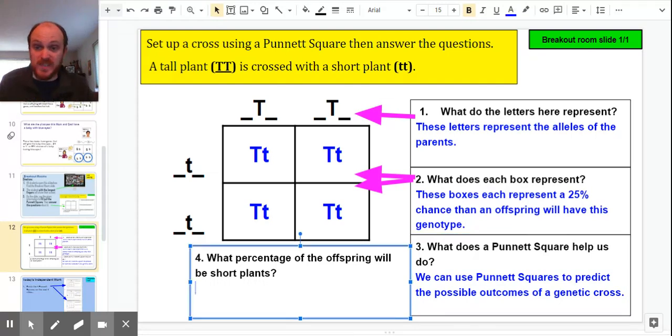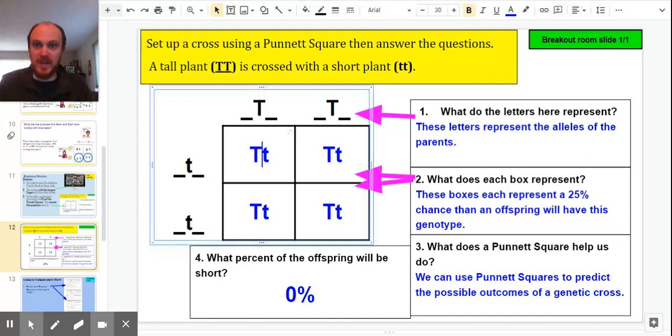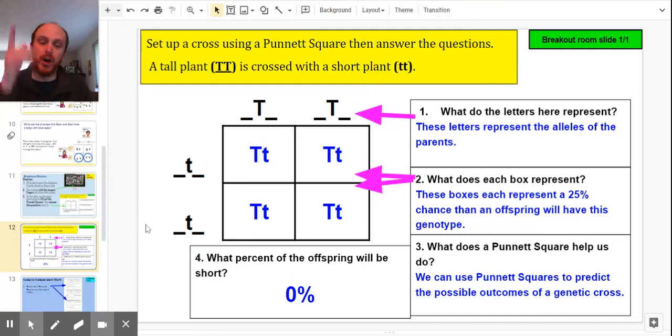Okay, and so for this specific question, what percent of the offspring will have short plants? Will be short plants, yeah. I'll just make it short. What percent is it? It's 0%, because none of them are short. Because all of them have a big T. So they're all tall. So there you go.